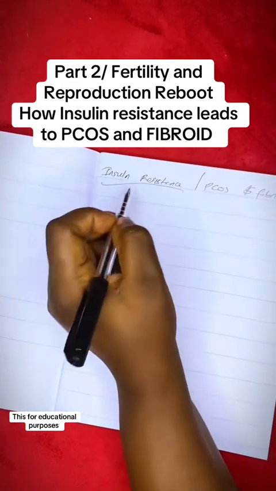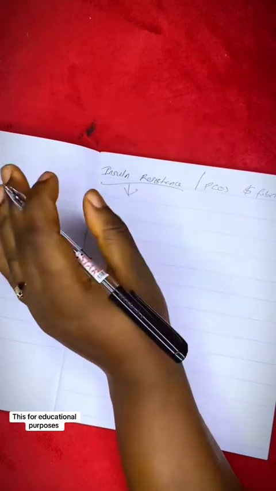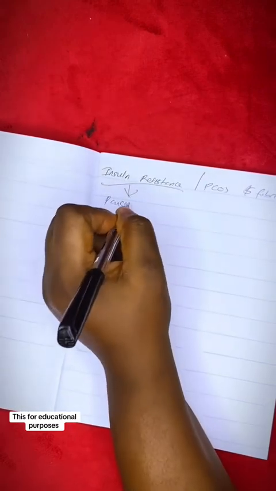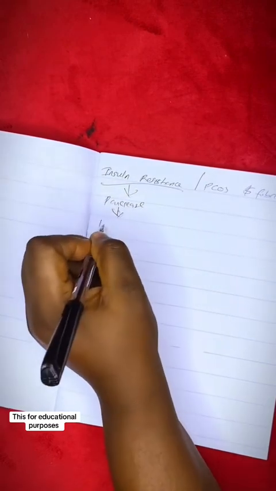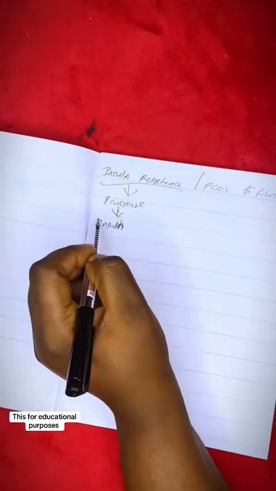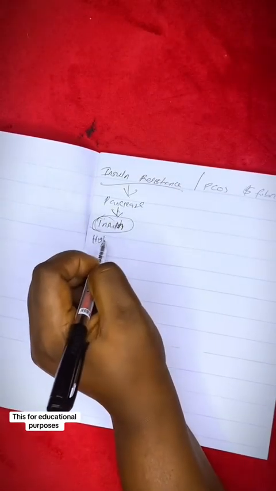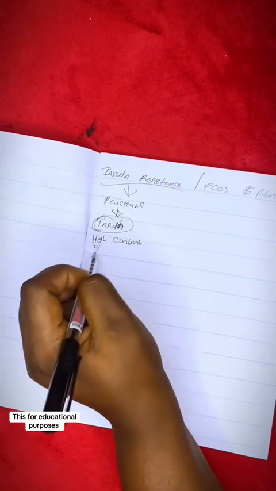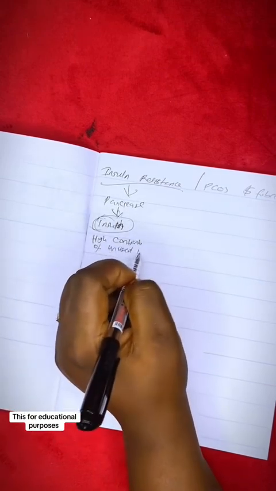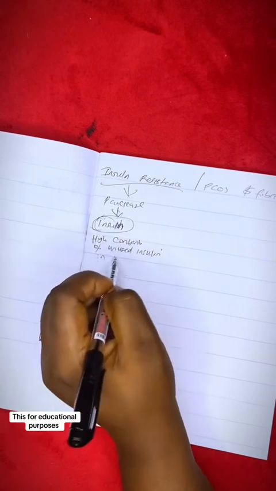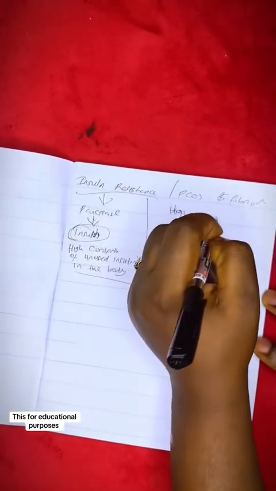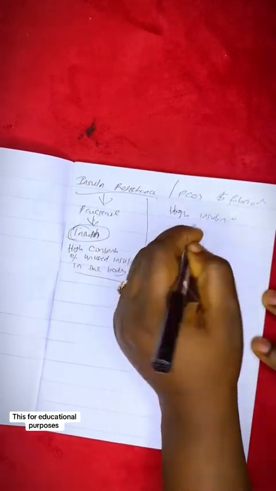So what is insulin resistance? Insulin resistance is when your body can no longer make use of glucose, causing the pancreas to release a larger amount of insulin into the body. You're going to have a whole lot of insulin in your blood, and that can lead to a high content of unused insulin in the body. So what high insulin does is that it will go to the liver.